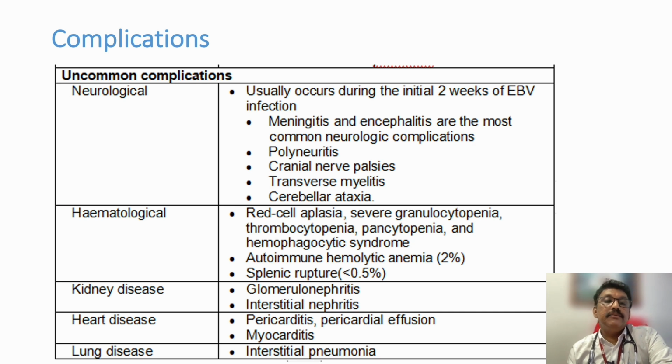Spleen enlargement is very classical in this disease. Very rarely splenic rupture can occur. That is especially if the patient is in an endemic area of malaria or spleen is already enlarged. There is a chance of additional enlargement of spleen and splenic rupture. Autoimmune hemolytic anemia, cold agglutinin hemolytic anemia is classic. Glomerulonephritis, interstitial nephritis, pericarditis, pancarditis, interstitial pneumonia. All these complications can occur rarely in patients who are having IMN.